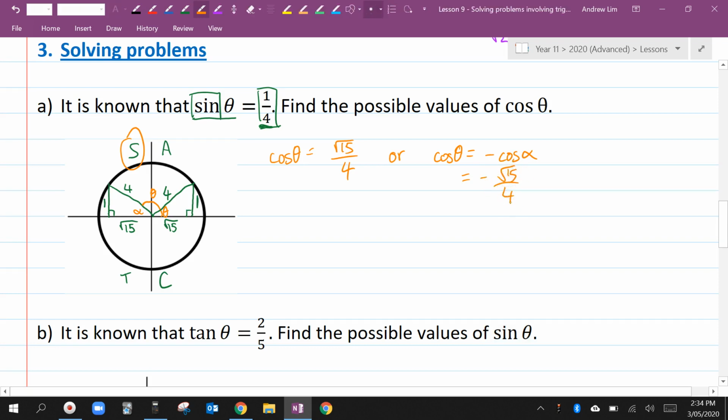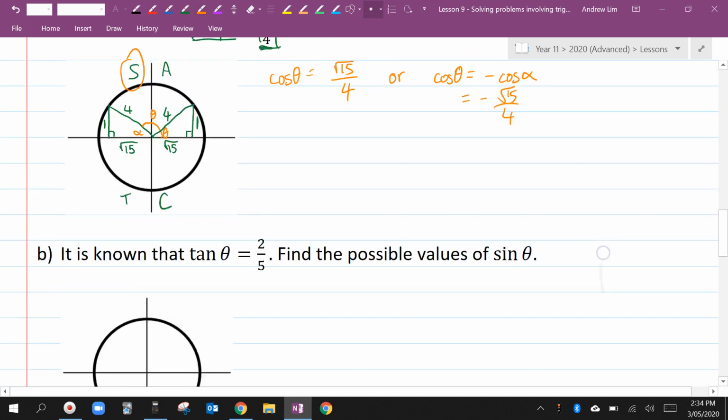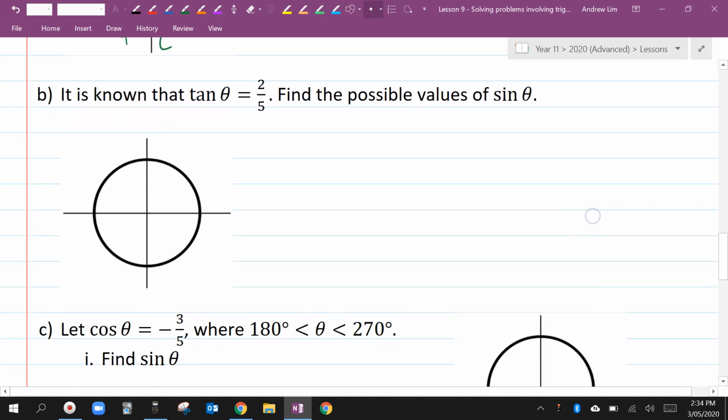So we can see cos theta is equal to positive or negative root 15 on 4. Alright, question B. It is known that tan theta is equal to positive 2 over 5. Find the possible values of sine theta.